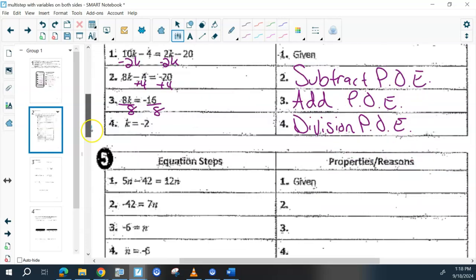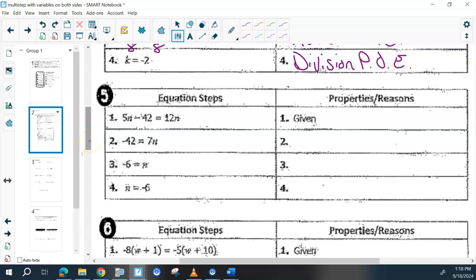For number 5, the first one is given. What did they do next? We don't have parentheses, so there's nothing to multiply. Subtract what? 5 and 12. The subtraction property of equality. And then, yeah. The 7.